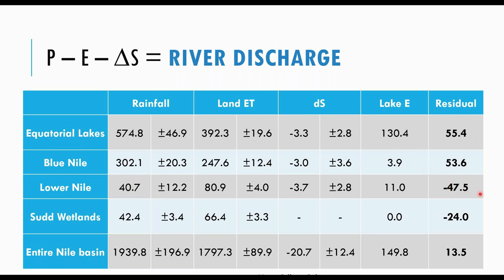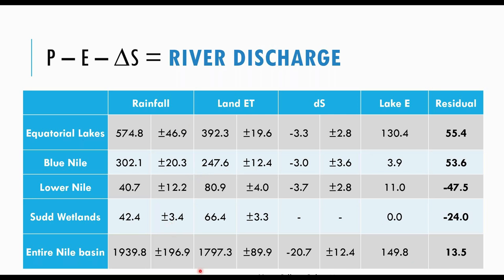In the lower Nile, we see this deficit, as we would expect, on account of the large irrigation and lake evaporation going on in the lower Nile, where there's very little rainfall. Similarly, the Sudd wetlands, which we know lose a lot of water, that's our estimate for the impact that the Sudd has on flow. And for the entire Nile Basin, we have this estimate, about 13.5, that we think makes it to the Mediterranean. I'll just simply note a couple of things.